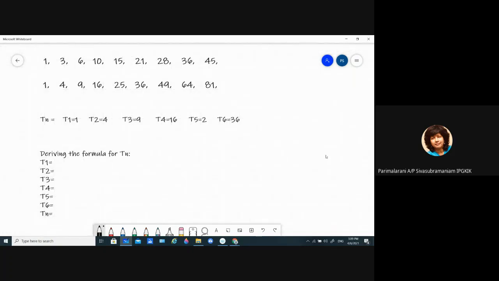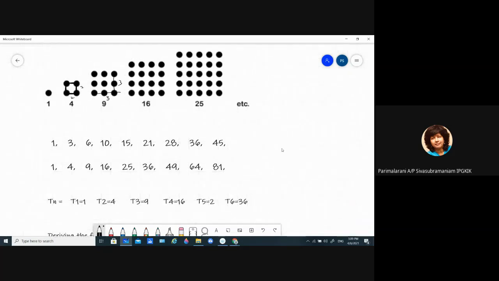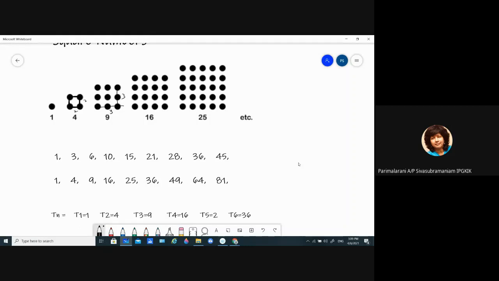We know that the first term is 1. 1 is actually 1 squared. Second term is 2 squared, which is 4. Third term is 3 squared, which is 9. Fourth term 4 squared, 16, and so on. So therefore the nth term will be n squared. So for square numbers, the terms are quite easily derived. If you want to find the 60th term for these square numbers, all you have to do is 60 squared.